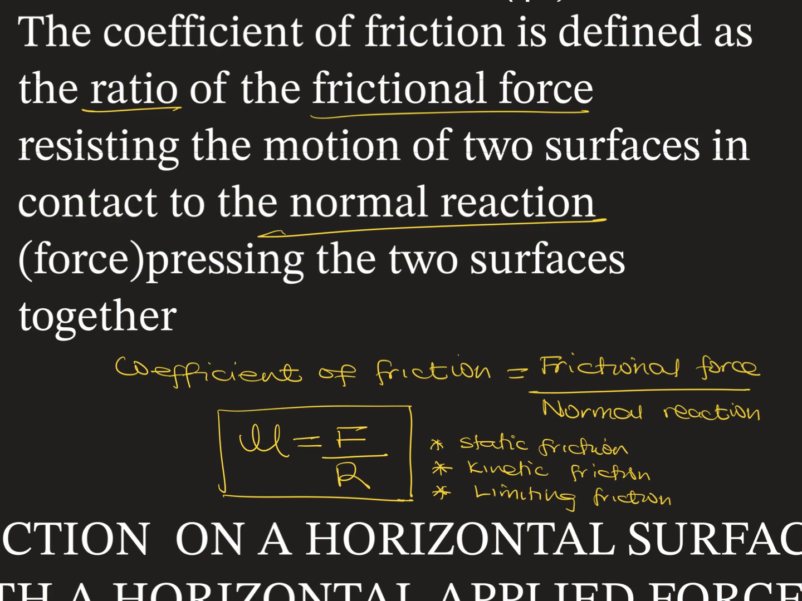So what is important to note is the coefficient of friction mu is equal to F over R, where F is the frictional force, whether it is static friction, kinetic friction, or limiting friction. Okay, this is important to note.